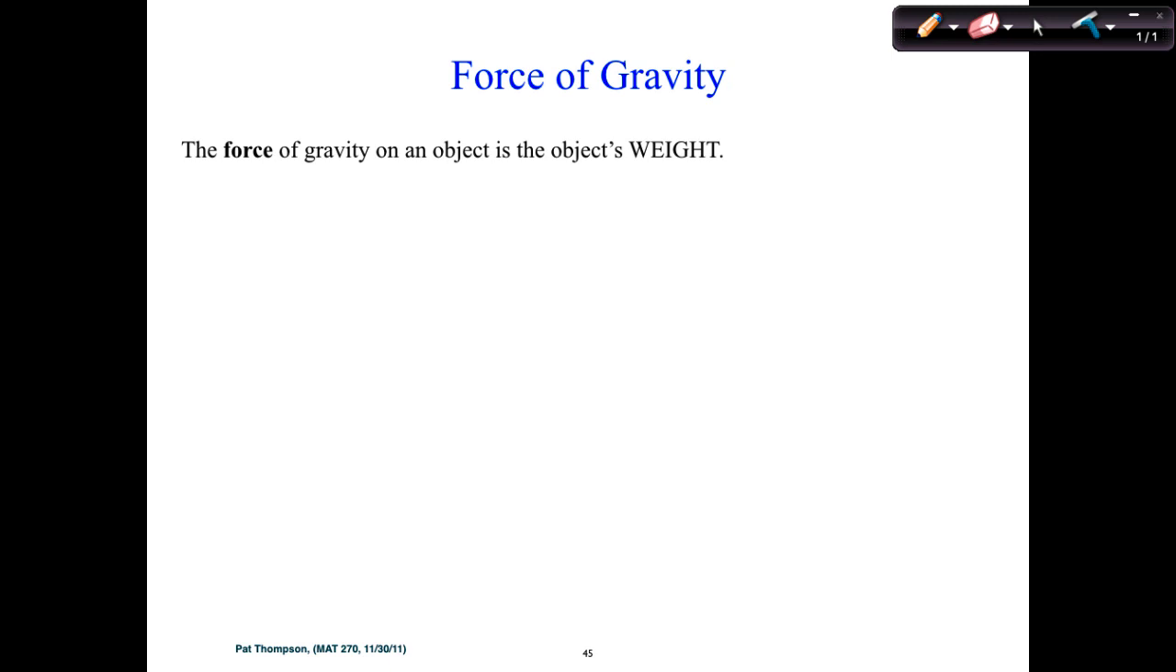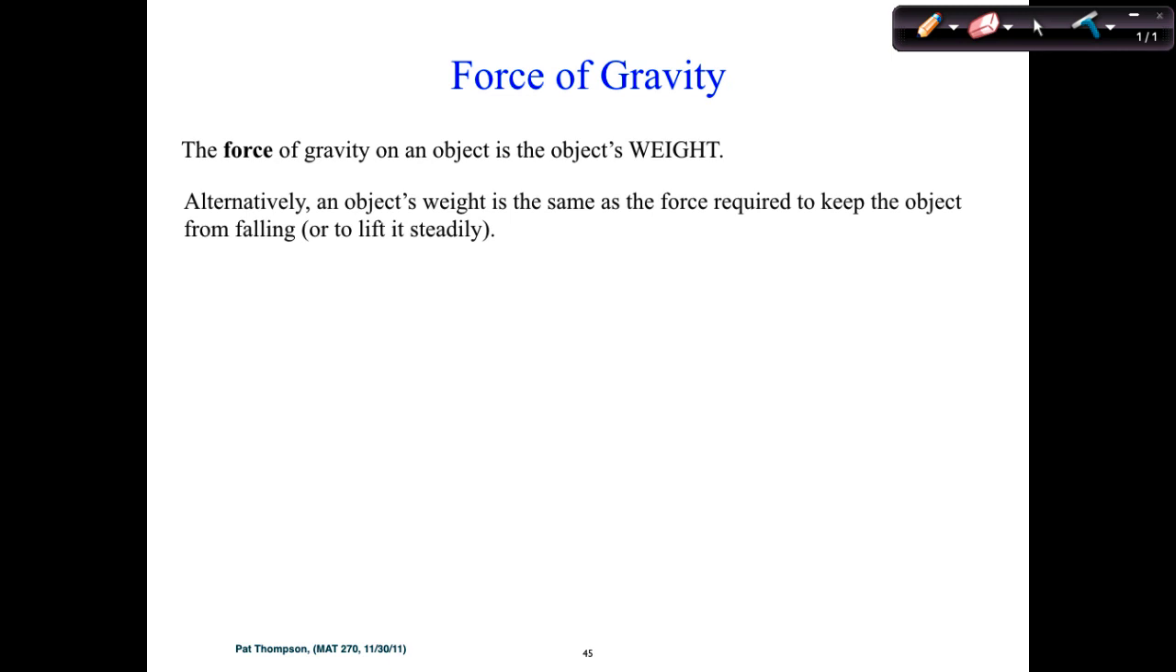So what is weight? What is the weight of something? The weight of something is actually the force that gravity pulls on it. All right, the force with which gravity pulls on it. That's weight. So the force of gravity on an object is the object's weight.